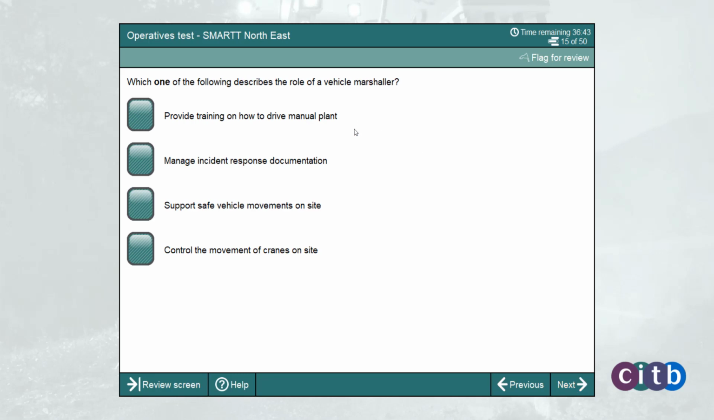Which one of the following describes the role of a vehicle marshaller? Provide training on how to drive manual plant. Manage incident response documentation. Support safe vehicle movements on site. Control the movement of cranes on site.